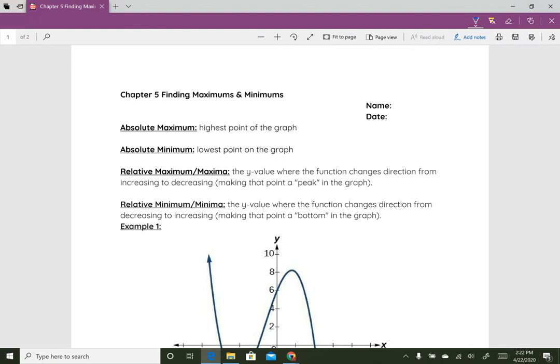Today we're going to talk about something new: finding maximums and minimums on a graph. I know graphs are everyone's favorites. That's why I decided to make a video about it. Let's go over some key definitions here.